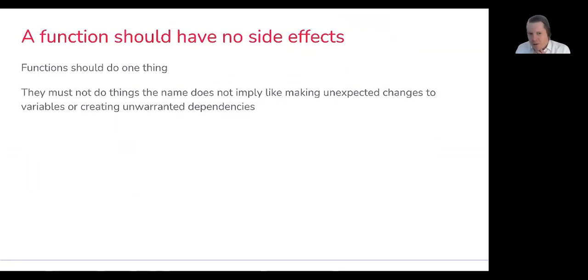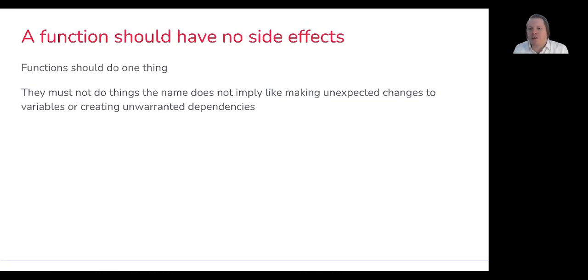A function should have no side effects. So functions should do only one thing. They should be predictable, and the name should imply what's going to happen. So don't include code within your functions that essentially changes the state of, maybe, an object that's passed to it, or other components of the program, unexpectedly.